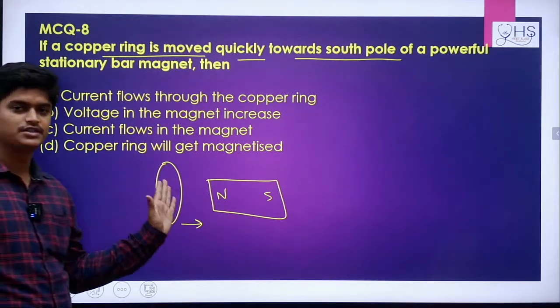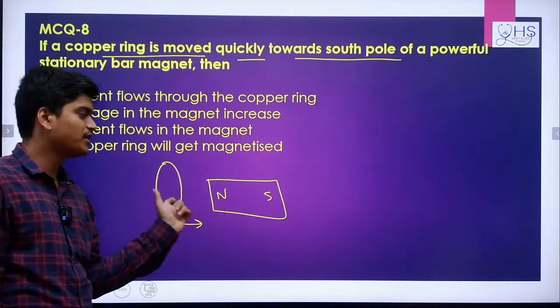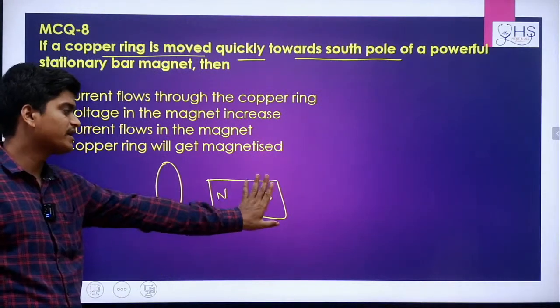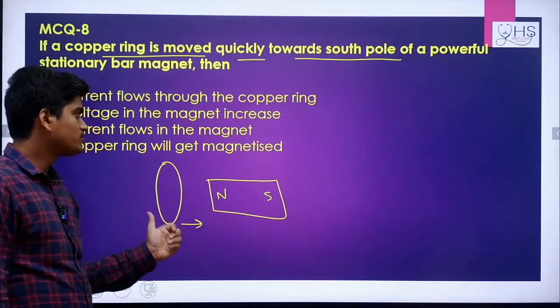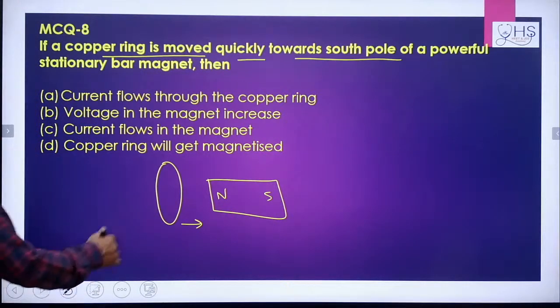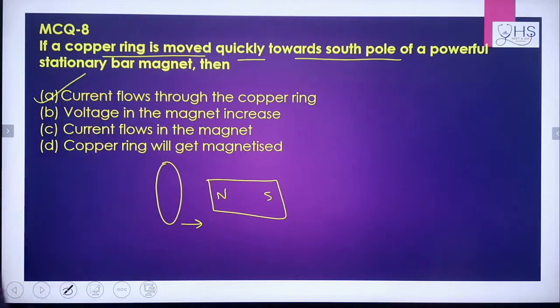There will be some flux change in the coil, because the relative motion is happening between magnet and coil. Although the magnet is stationary, the coil is moving towards the magnet. So that's why there is a relative motion. So definitely one induced current will be produced in the coil. So current flows through the copper ring. Okay, so your answer will be A. So very simple question, try to understand. Now come to the next question.